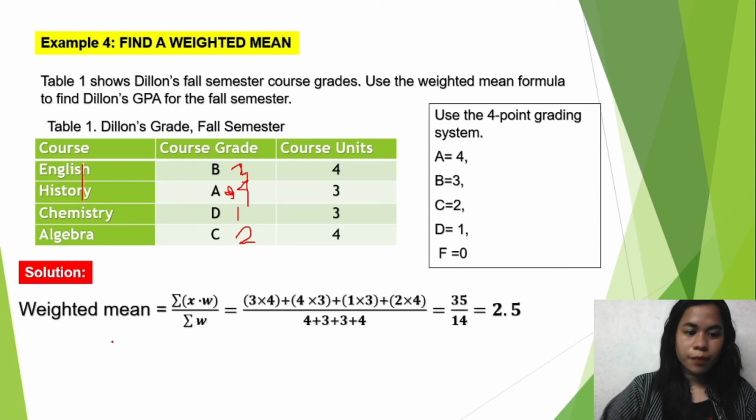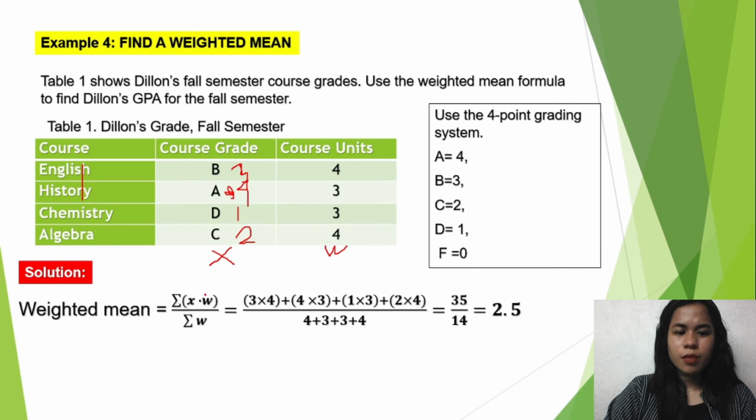So, using the formula, weighted mean is equal to the summation of x times w over the summation of w. And this course grade represents the x, and these course units represent the w. Okay. So, since it is the summation of the products of the x values and the weights, we need to multiply each before we add. So, 3 times 4, we have 12. 4 times 3 is also 12. 1 times 3 is 3. And then 2 times 4, we have 8.